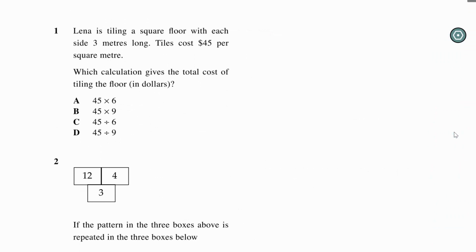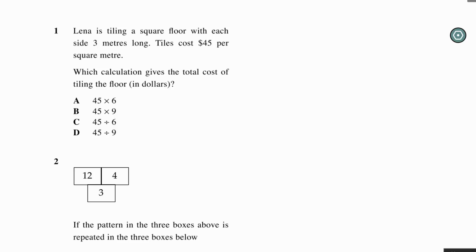So what I'll do today is go through a few questions, show the working out, and explain how to attempt each question. So question 1, Lena is tiling a square floor with each side 3 meters long. Tiles cost $45 per square meter. Which calculation gives the total cost of tiling the floor?